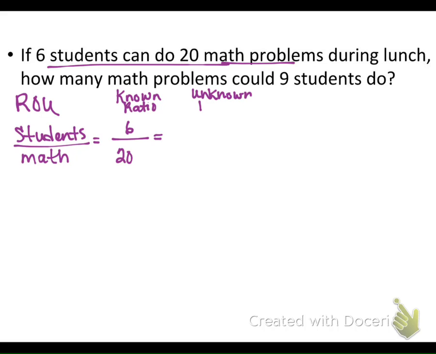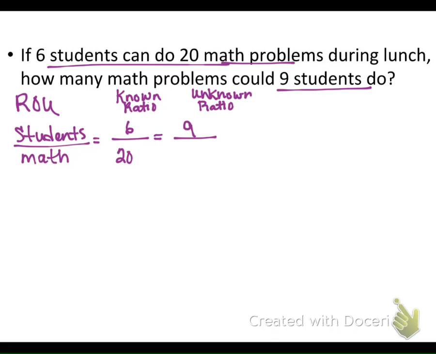So then my unknown ratio. So I'm going to read on. How many math problems could 9 students do? So what other information am I given? So 9 students. We're talking about students, right? So where does 9 go? Top, because that's where my students are.